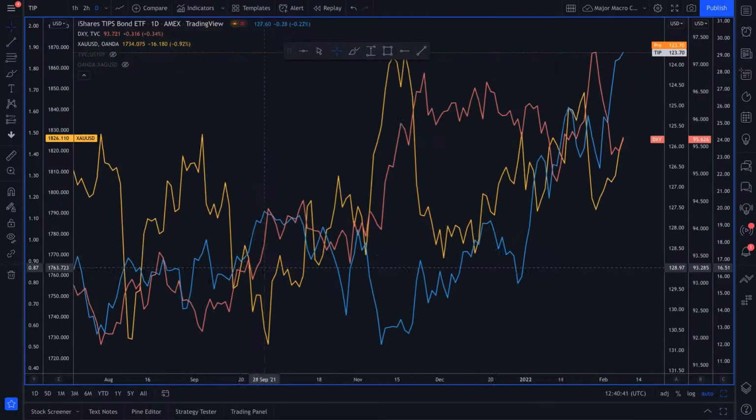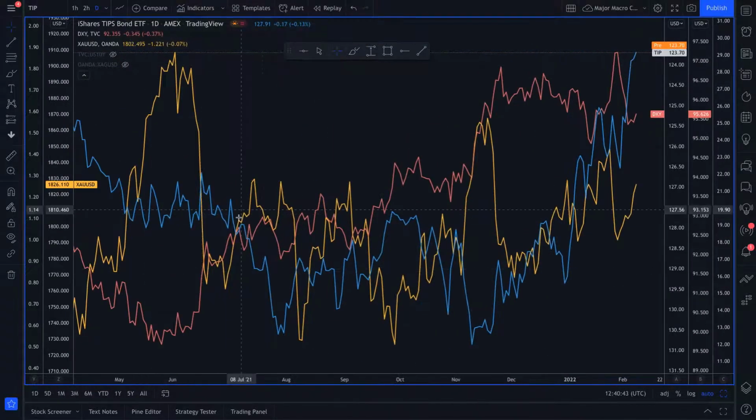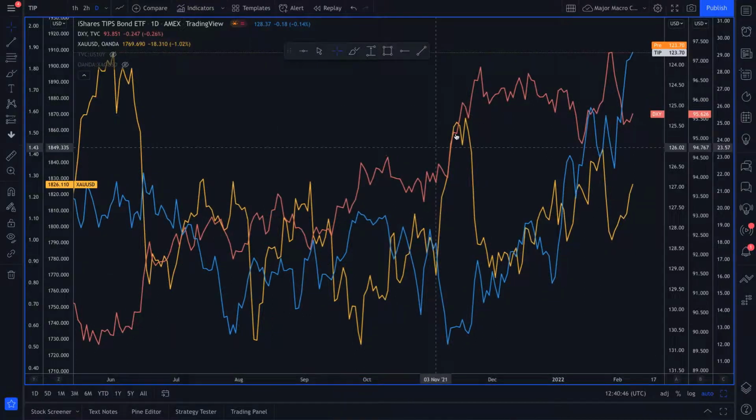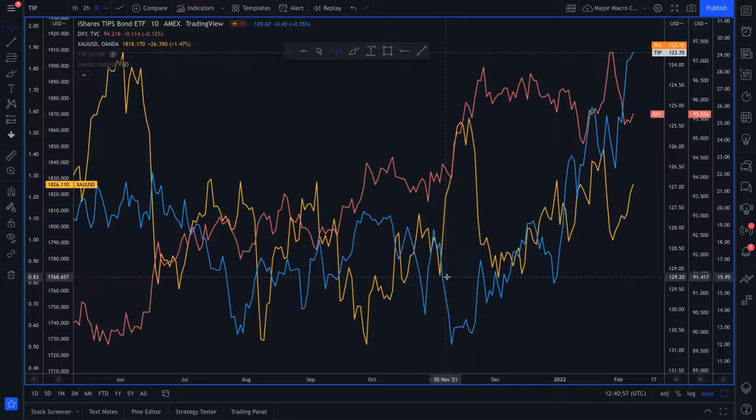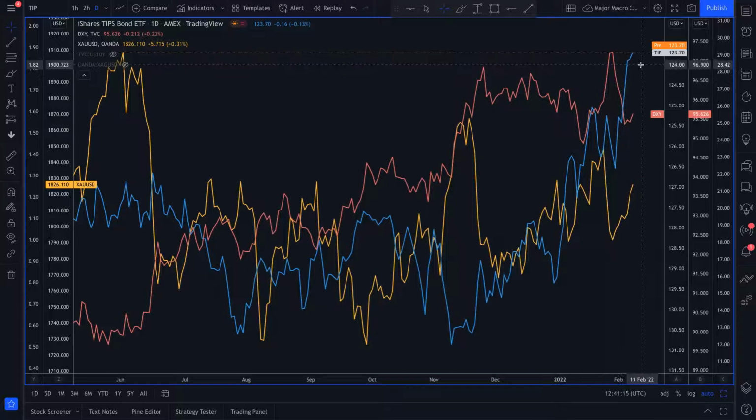Okay, so here we go. Now what you'll notice is I've got 3 different lines on my chart: gold in gold, the dollar index in red, and the iShares TIPS Bond ETF in blue. I'm using the iShares TIPS ETF as a proxy for real yields. You might have heard a lot about real yields. The reason I'm using the TIPS is because it is updated during the US market hours, whereas the real yield is updated once a day. So I use TIPS because it's virtually the same as real yields, and it's responsive.